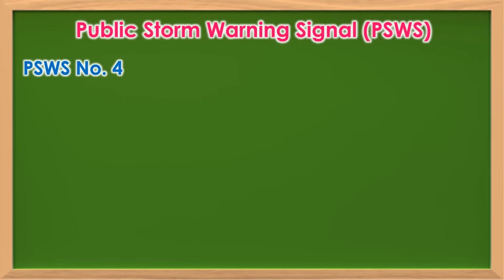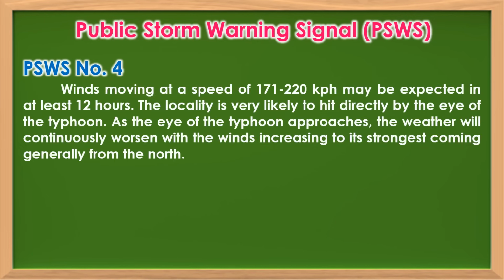Public Storm Warning Signal number 4. Winds moving at a speed of 171 to 220 kilometers per hour may be expected in at least 12 hours. The locality is very likely to be hit directly by the eye of the typhoon.